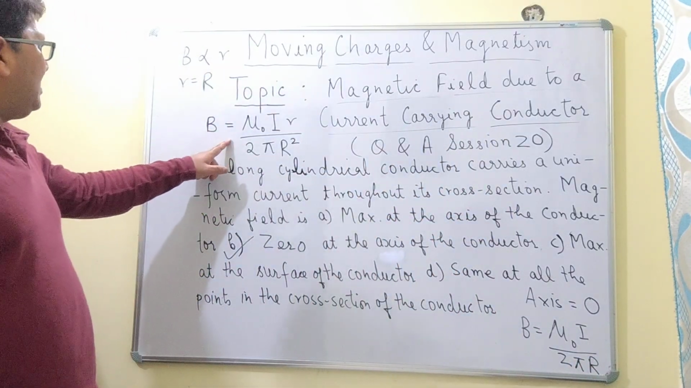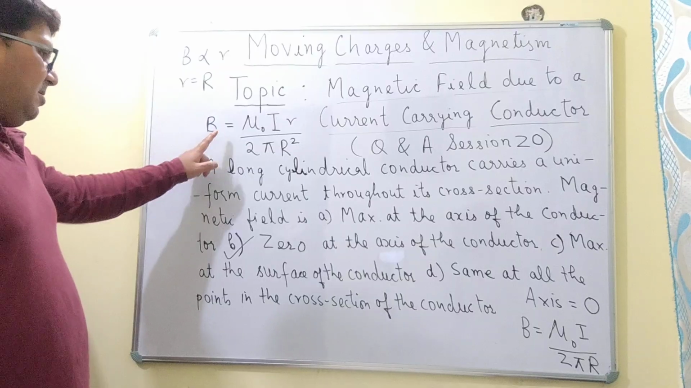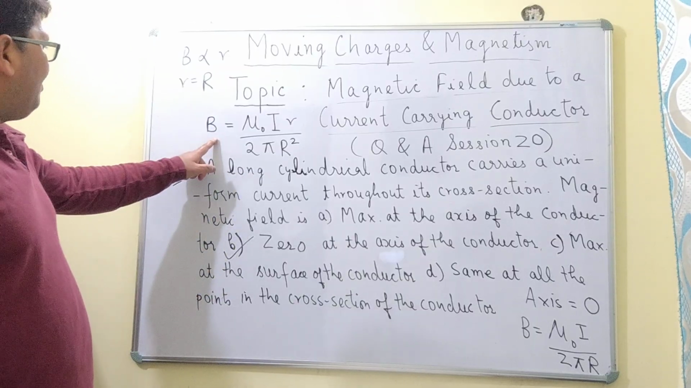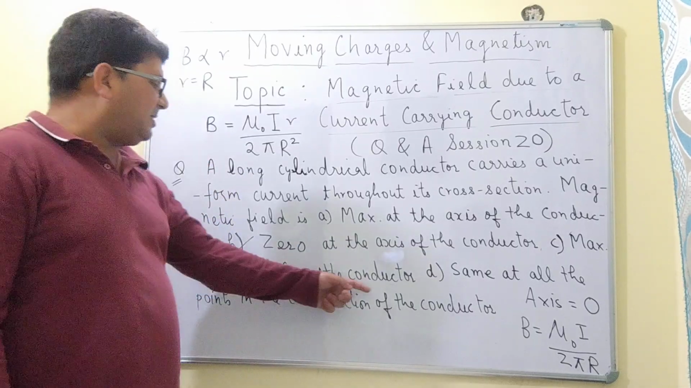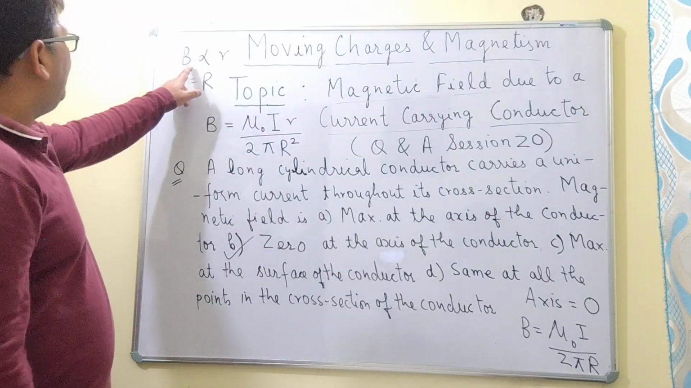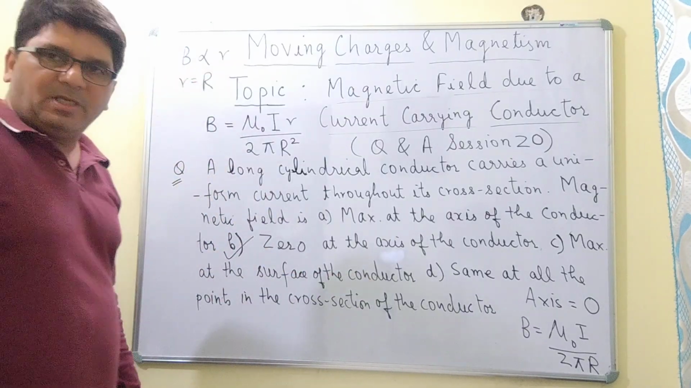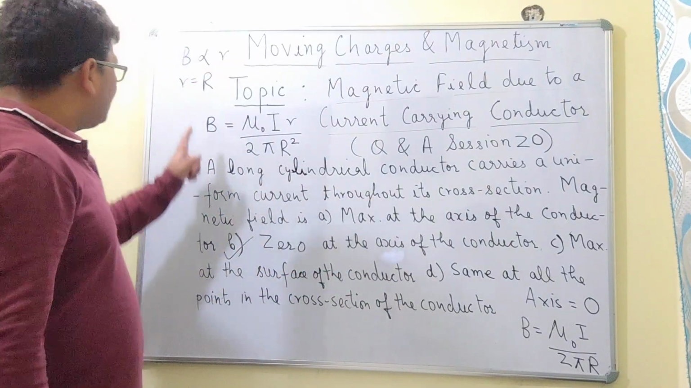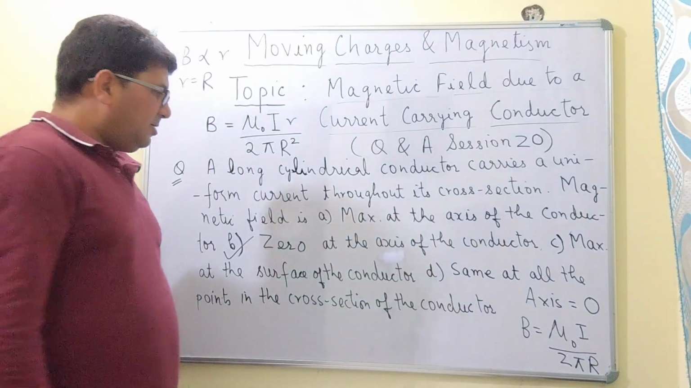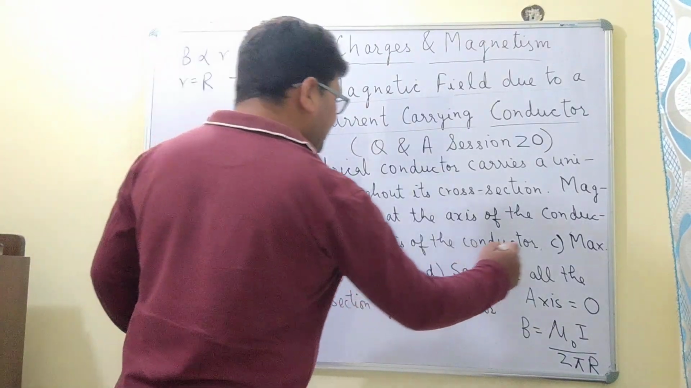And from this formula we can see that the value of the magnetic field at the surface of the conductor will be maximum, because B is directly proportional to small r, and on the surface small r will be equal to capital R. So this option, that is option C, is also correct.